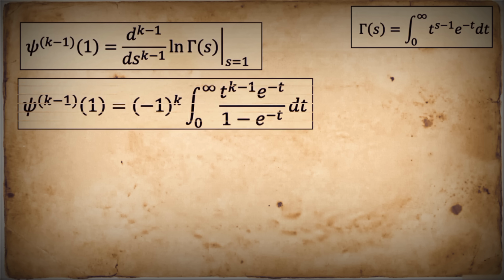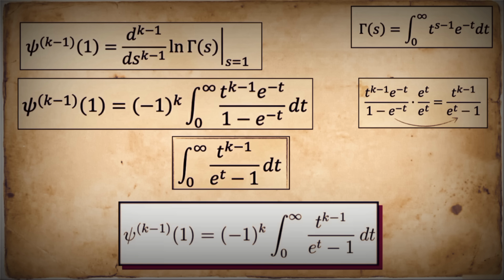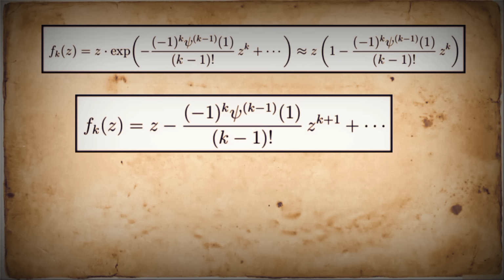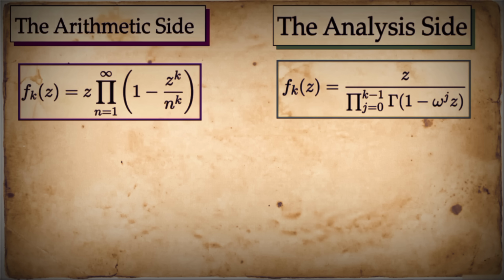The mth order polygamma at 1 equals an alternating sign times the integral from 0 to infinity of t to the m over e to the t minus 1. After exponentiating the logarithm back to get the function itself, and keeping only the leading non-trivial term, the coefficient of z to the power k plus 1 on the gamma side works out. We now have both expressions for the coefficient of z to the power k plus 1 in the same function.